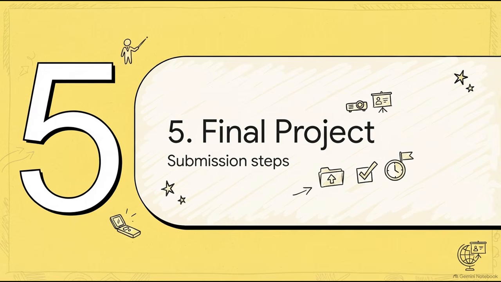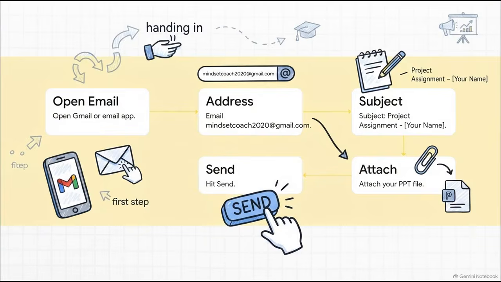And finally, Section 5, submitting your final project. All of this incredible work leads up to one ultimate goal, handing this assignment in successfully. To get full credit, you've got to follow this concrete step-by-step breakdown. First, open your email app, like Gmail. Second, email it to the exact address mindsetcoach2020@gmail.com. Third, format your subject line perfectly. Project assignment, your name. Fourth, make sure you actually attach your saved PPT file.